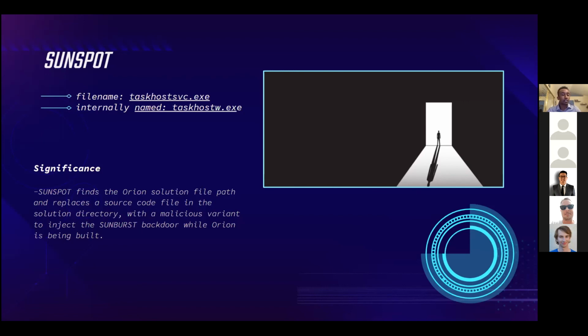And we can see right here on the slide the significance of Sunspot. When Sunspot finds the Orion solution file path in a running msbuild.exe process, it replaces a source code file in the solution directory with a malicious variant to inject Sunburst while Orion is being built. While Sunspot supports replacing multiple files, the identified copy only replaces a file called inventorymanager.cs. The malicious source code for Sunburst, along with target file paths, are stored in encrypted blobs and protected using the same key and initialization vector. So now let's get more into Sunburst.